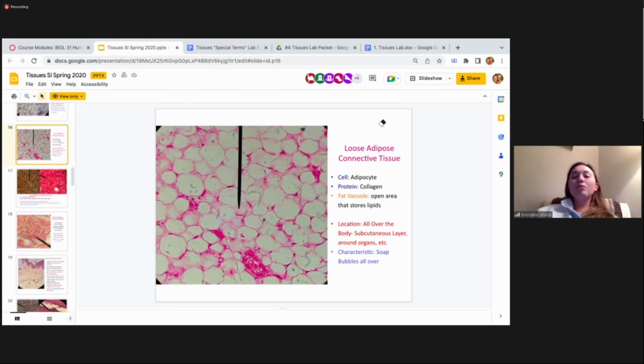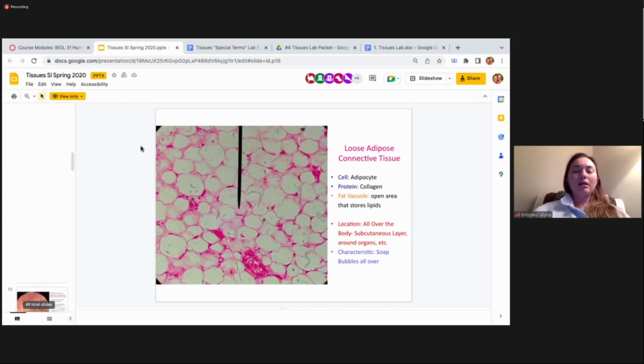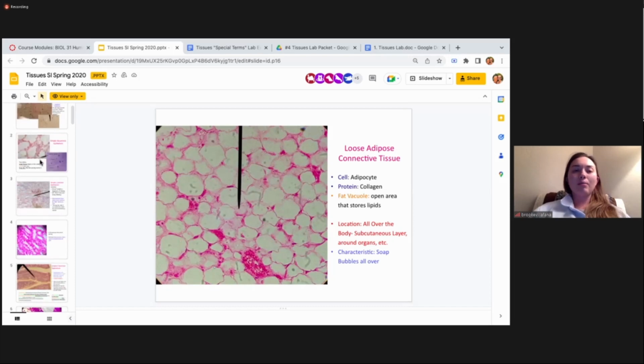So loose adipose connective tissue, this is fat. The cell is called an adipocyte. The protein is collagen. The fat vacuoles are kind of like these open cells. This is very distinctive. It looks like soap bubbles. I would just say that there is no other slide that looks like this, because they're like these perfect little tiny bubbles. Sometimes a few people have said, how do you tell it apart from lung tissue? Lung tissue never has bubbles this small.